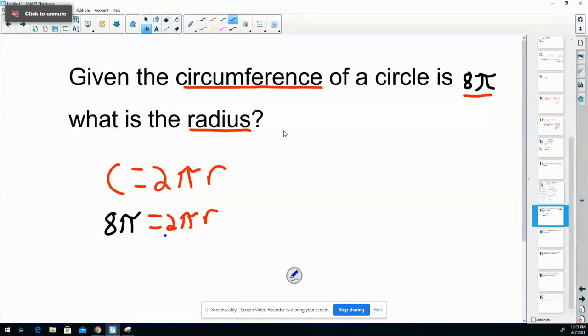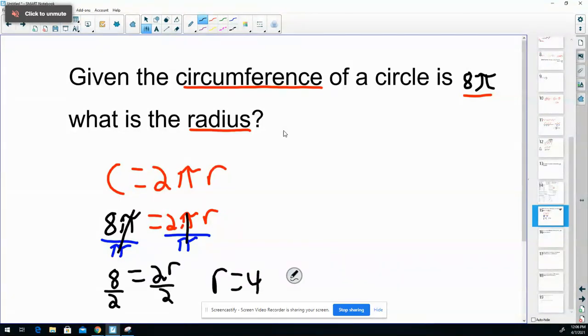Okay, now we're going to get rid of the pi's. So to get rid of the pi's on both sides, we're going to divide by pi on both sides. We're going to cancel out the pi's on both sides. So now we have some regular numbers that we're used to working with. We have 8 equals 2r, and we're going to divide by 2, and we'll get r equals 4. And that's it.